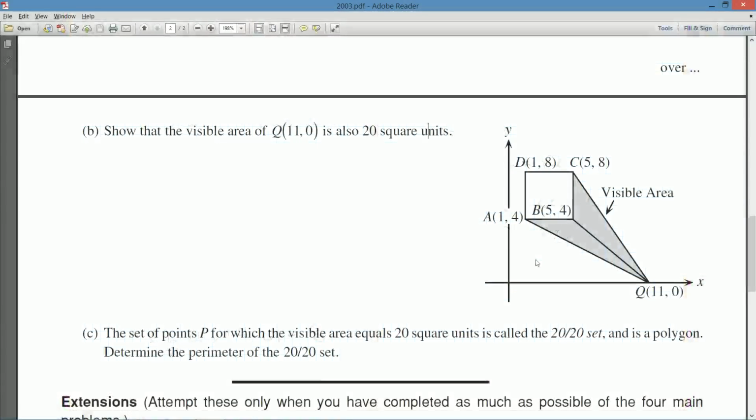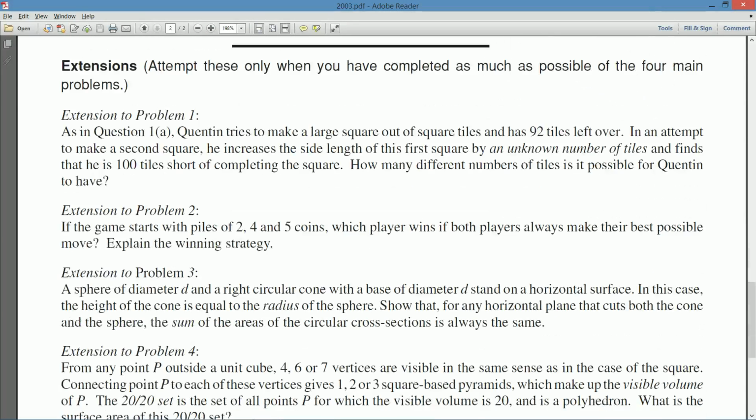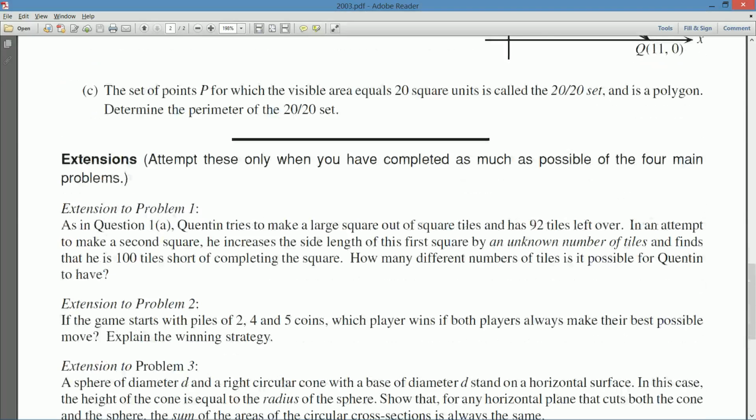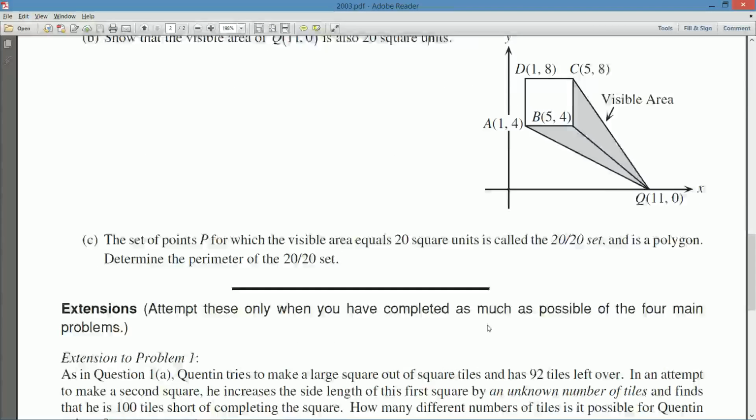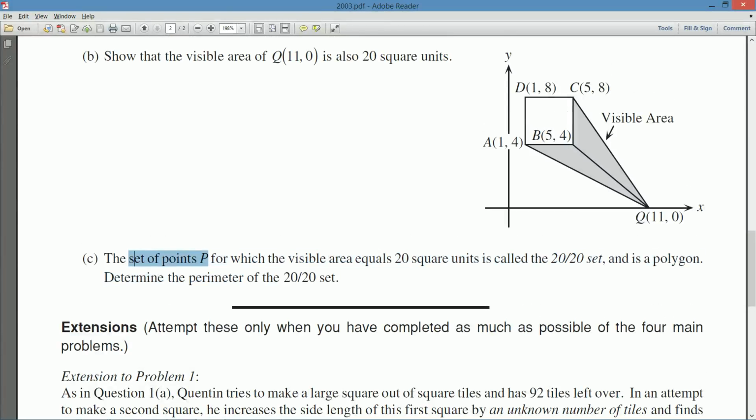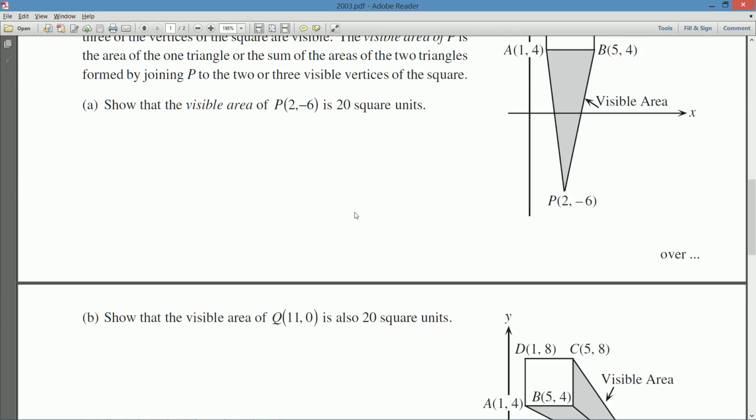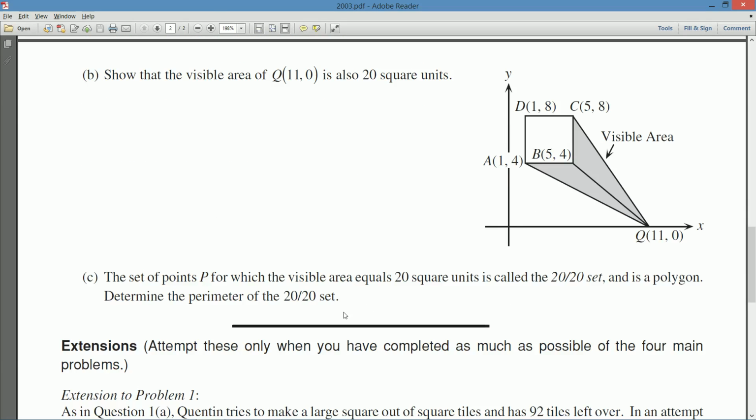So we just have one more part to go, and then we're done the 2003 paper, even though we can see these extensions here. So, C. The set of points P for which the visible area equals 20. Okay, so for example, this P is in this set, and this Q is in this set. So where the visible area equals 20 square units is called the 2020 set, and is a polygon. All right. Determine the perimeter of the 2020 set.